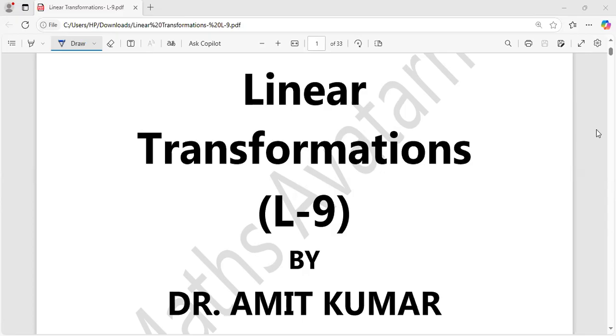Today we are going to see the ninth lecture on linear transformation. Today we will do some practice on matrices of linear transformation.